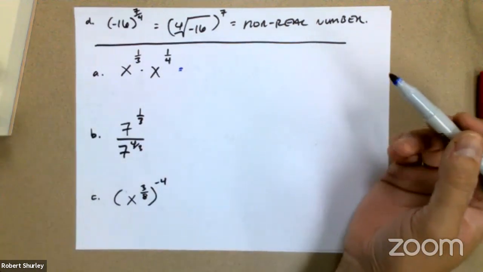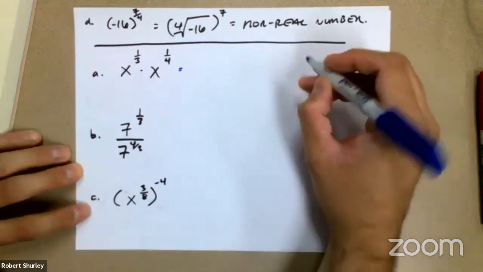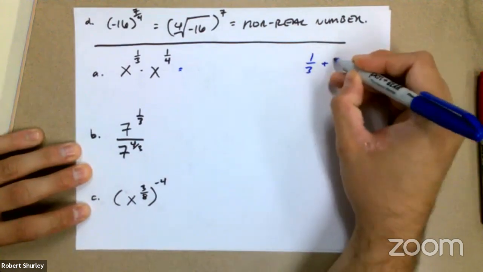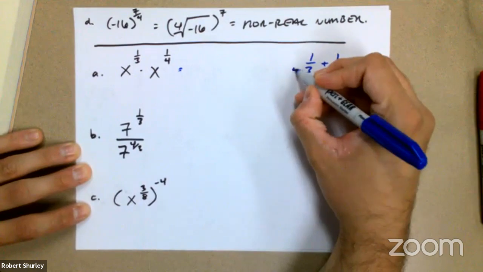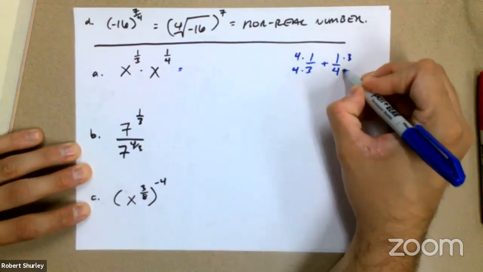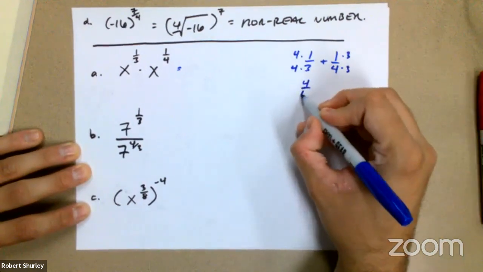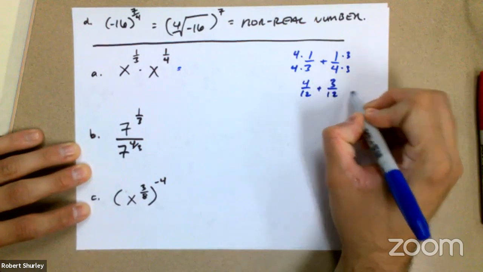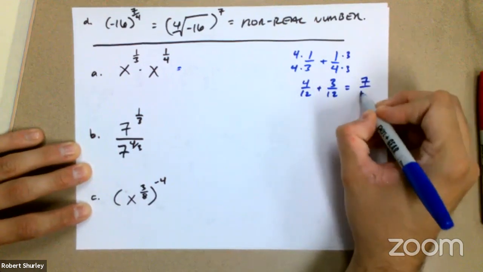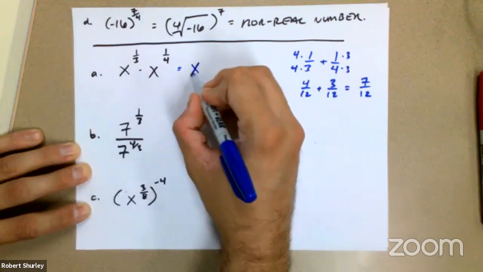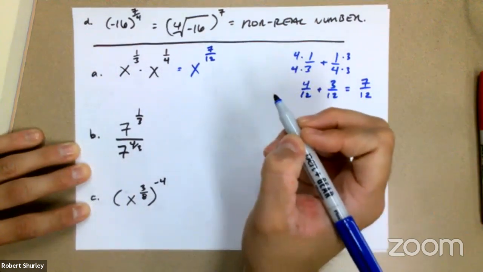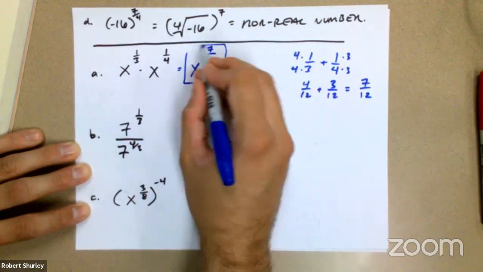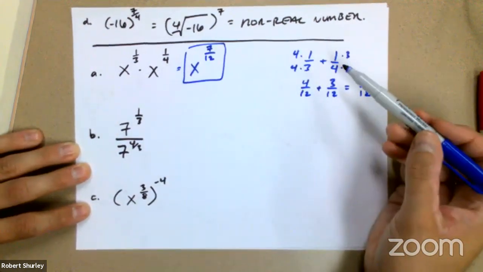Your calculator could do fractions if you wanted to, but if we wanted to add 1/3 and 1/4, you've got to get common denominators, right? Well, this would be 12. So you'd multiply by 4 on top and bottom, by 3 on top and bottom. So you'd have 4/12 plus 3/12, which equals 7/12. So we wind up with x raised to the 7/12.